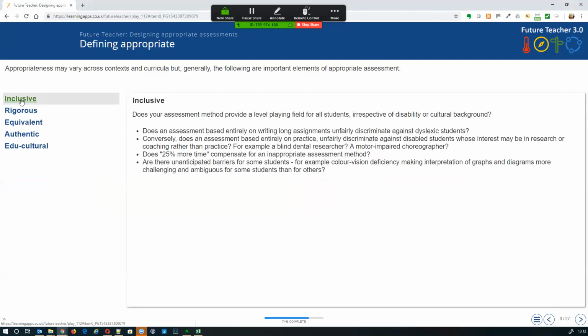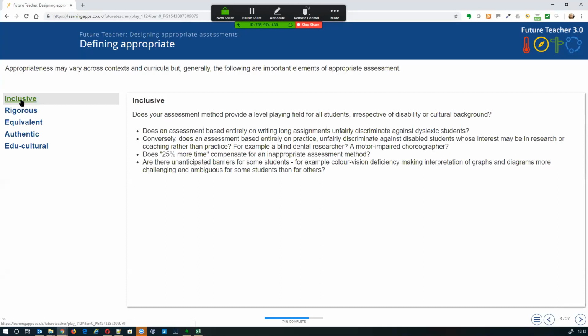I think the key thing I'll pick out here is 25% extra time on an essay style assessment that really isn't going to be very easy for me to do anyway as a dyslexic or whatever my particular need might be. Just giving me more time to do an inappropriate assessment isn't actually leveling the playing field. So that's one of many things to think about in there.